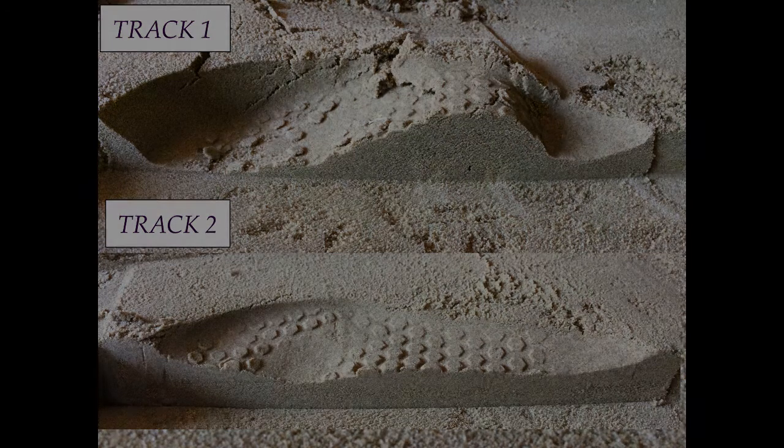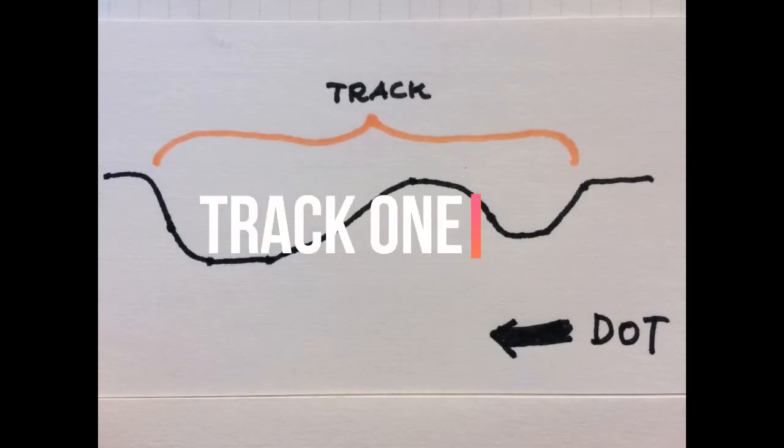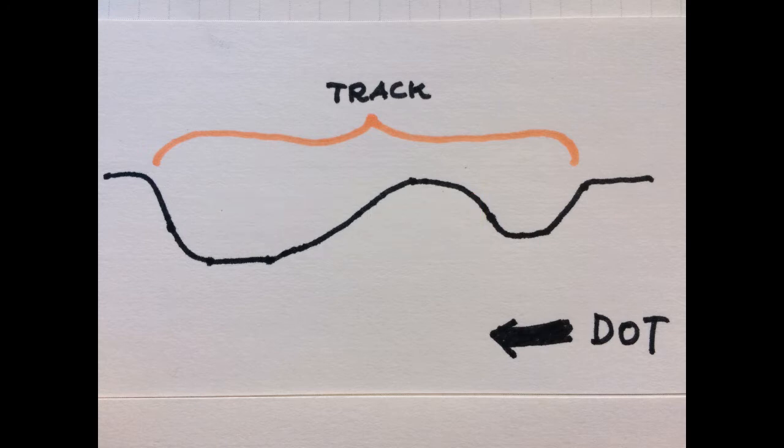Let's look closer at track 1. Here's a simplified drawing of the waveform generated in track 1. You'll see that the heel strike is towards the right of the picture. DOT indicates direction of travel. The foot is rolled forward and generated a large amount of mounding and depth towards the front of the track as it is pushed off. That is track 1.